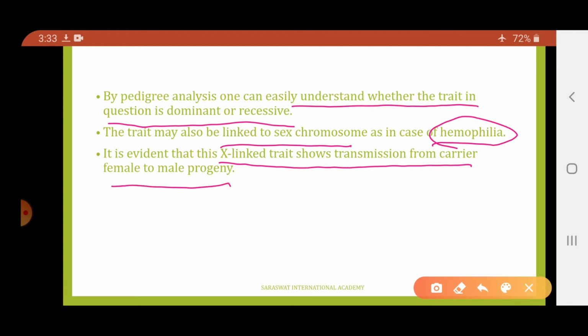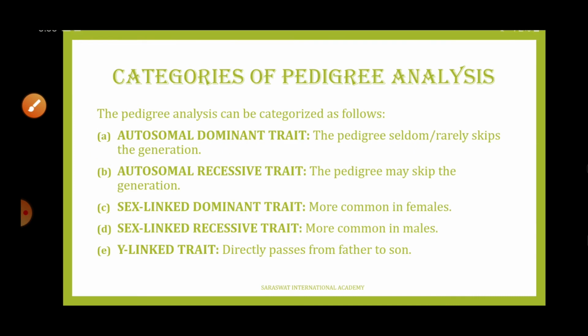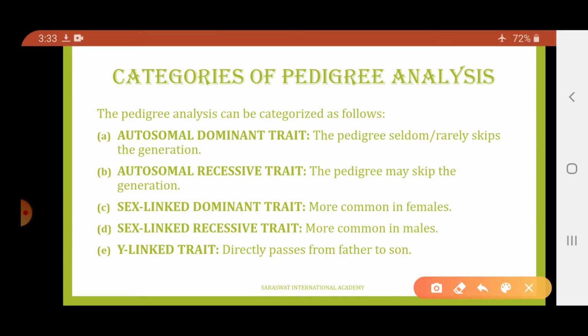So as the genes are located on the X chromosome, normally what is the condition? Females will act as a carrier of the disease. How will we see that? They won't have the disease, but they act as a carrier of the disease and may transmit the disease to the male offspring. So now I told you the different types of categories of Mendelian disorder, or you can say these are the categories of the pedigree analysis.